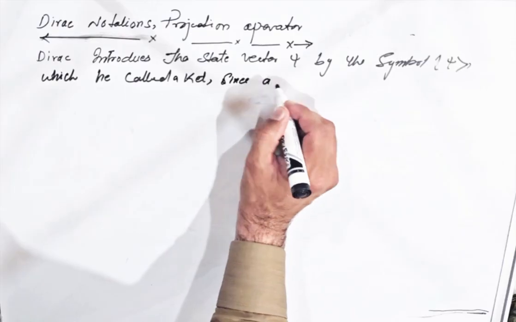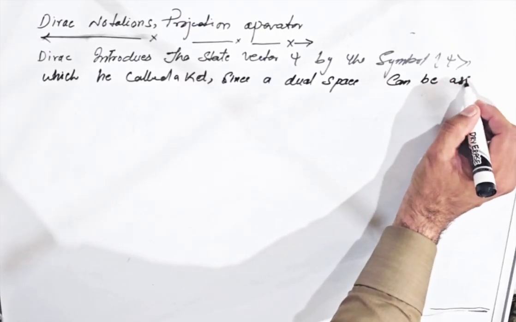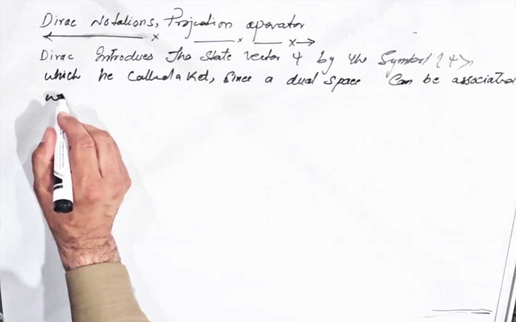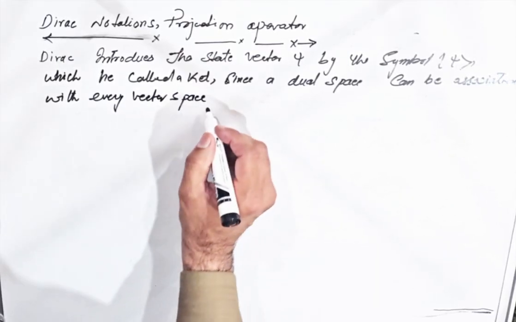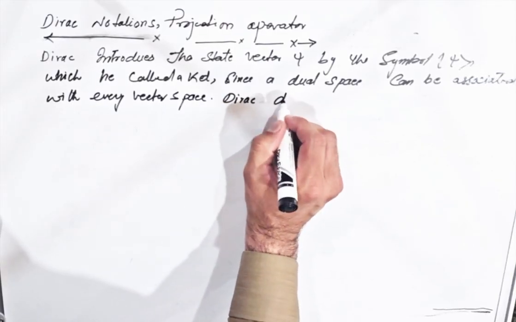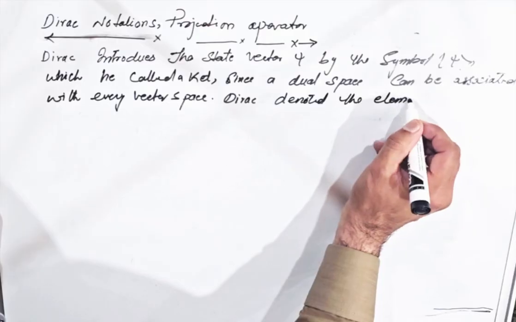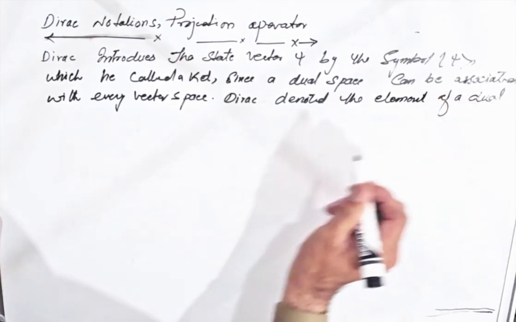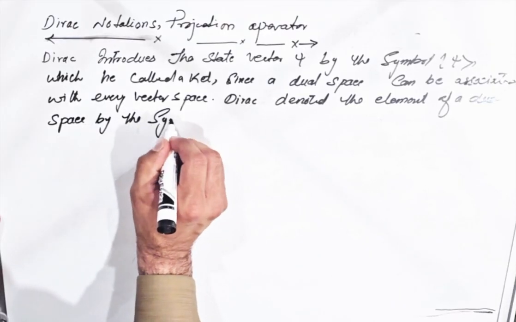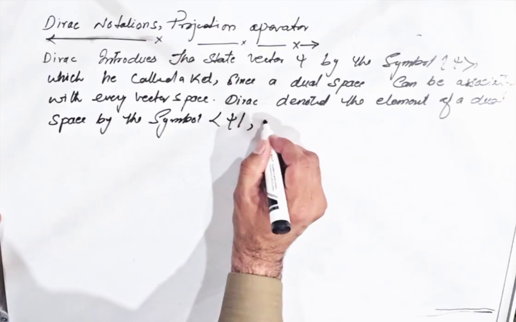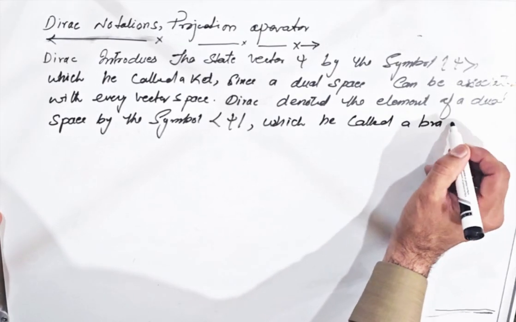Since a dual space can be associated with every vector space, Dirac denoted the element of a dual space by the symbol, which he called a bra vector.